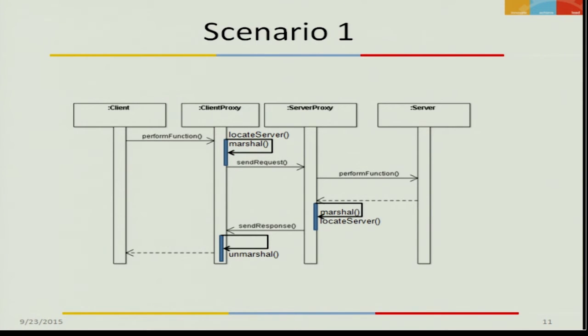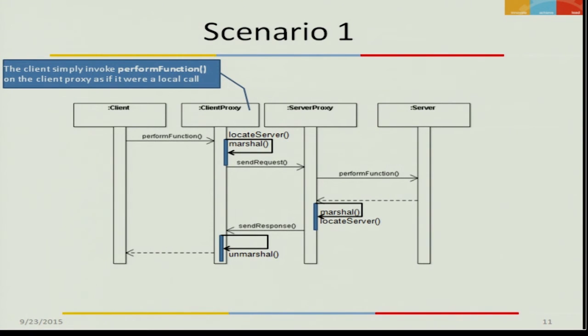Then it sends a request to the server proxy. In fact, client proxy knows where the server proxy is. It sends a request to the server proxy. Then server proxy forwards the request to the actual server and sends the data. The unmarshalling actually happens at the server proxy level. Then the result is returned to server proxy. The result is marshaled, and then it is sent back to the client proxy. Client proxy does unmarshalling and sends the result back to the client.